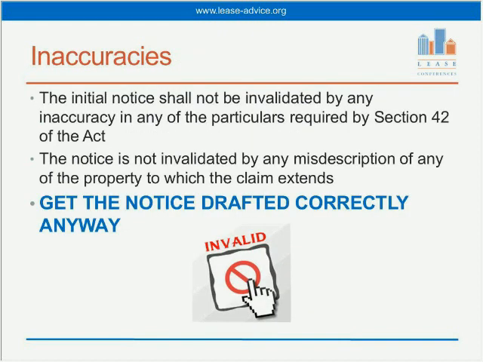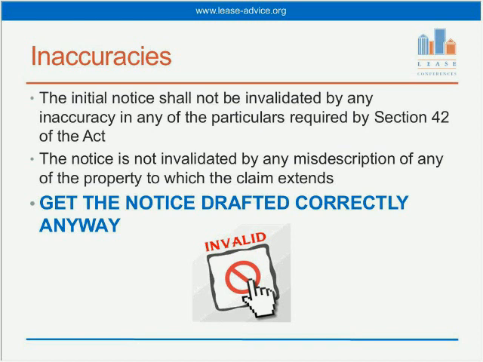And finally, inaccuracies. As I said earlier, do get it right. There are some saving provisions. It's not invalidated by any inaccuracy in any of the particulars required by Section 42. Particulars really means the details of the lease. So if you get some of the details of the lease wrong, but as long as it's not completely misleading, then it may well be saved.